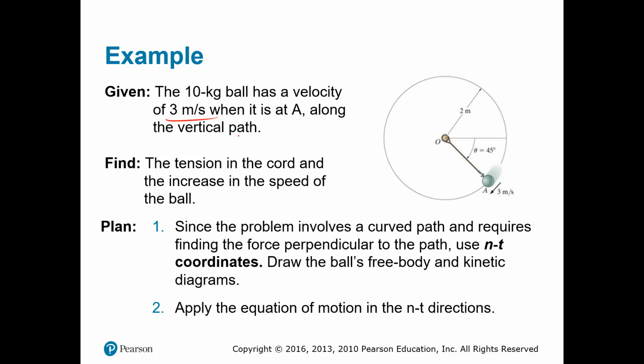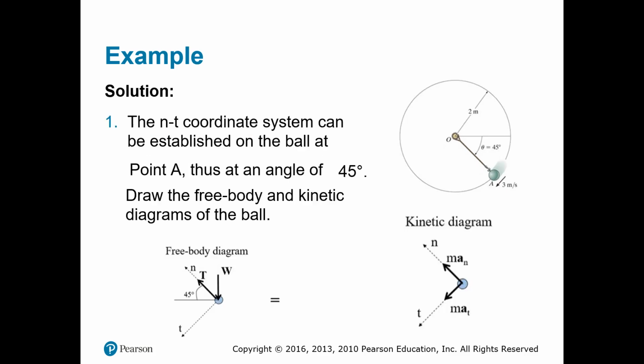If we follow what we just learned, we need to establish an NT coordinate system so we can draw our free body diagram and kinetic diagram, and then we just apply the equations of motion in those directions. So you have your NT placed like this, and remember that usually the tangential direction will always be established with the movement of the particle. This particle is going in this direction, therefore I specify that t will be positive in that direction.